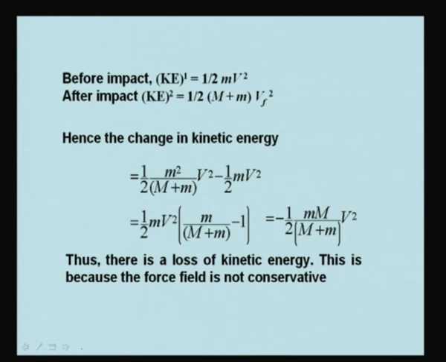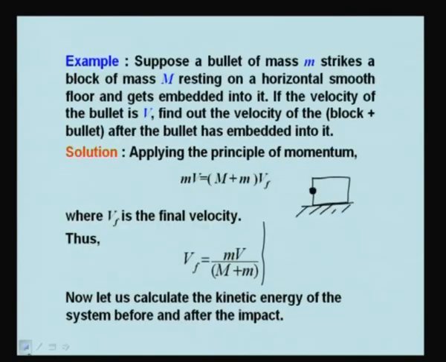Before impact, kinetic energy is equal to half mv squared. After impact, kinetic energy has become half (m plus m) Vf squared. Hence, the change in kinetic energy is equal to half m squared divided by (m plus m) times v squared, minus half mv squared, because the final velocity is mv divided by (m plus m).